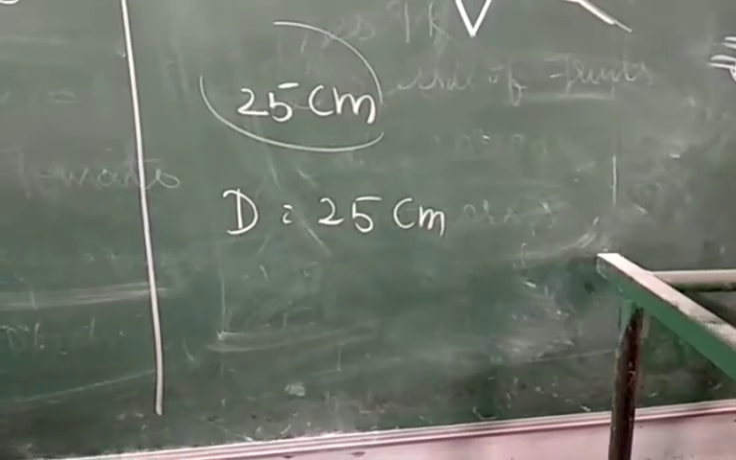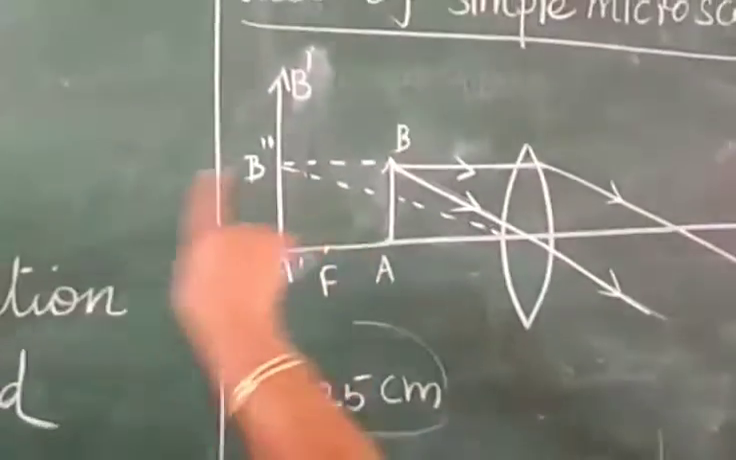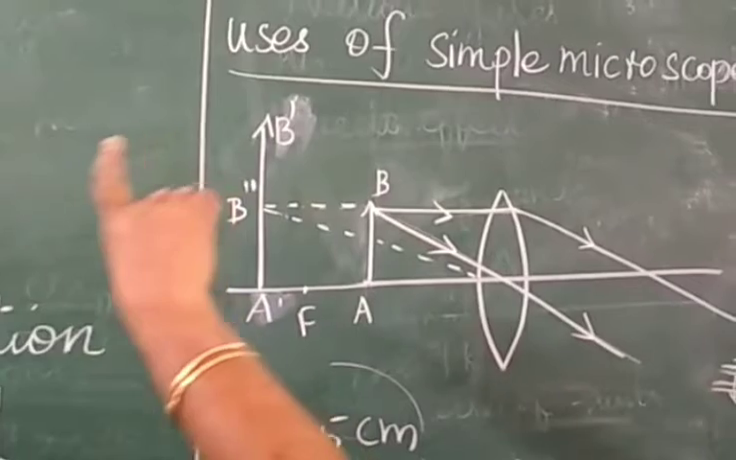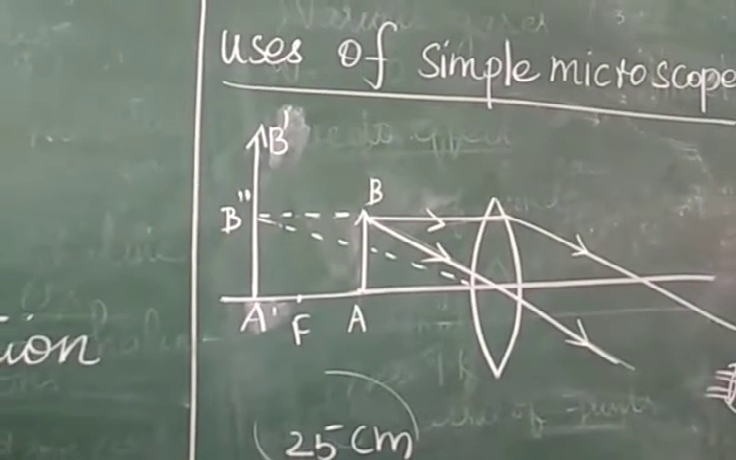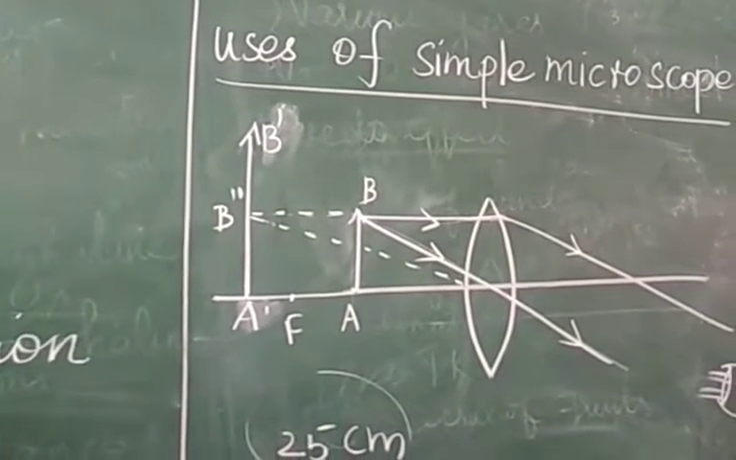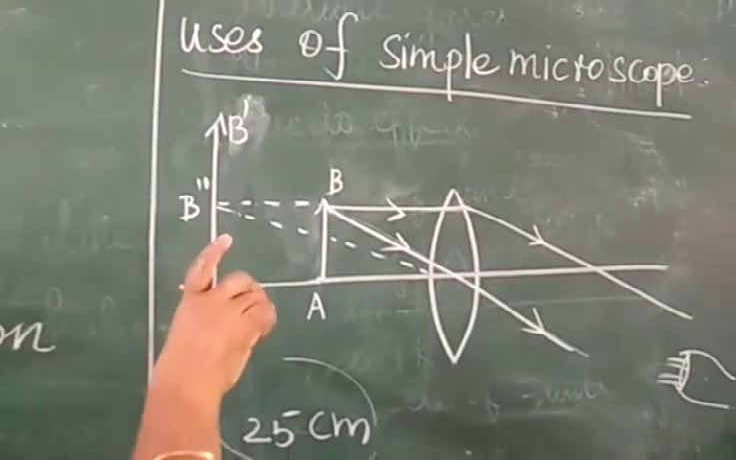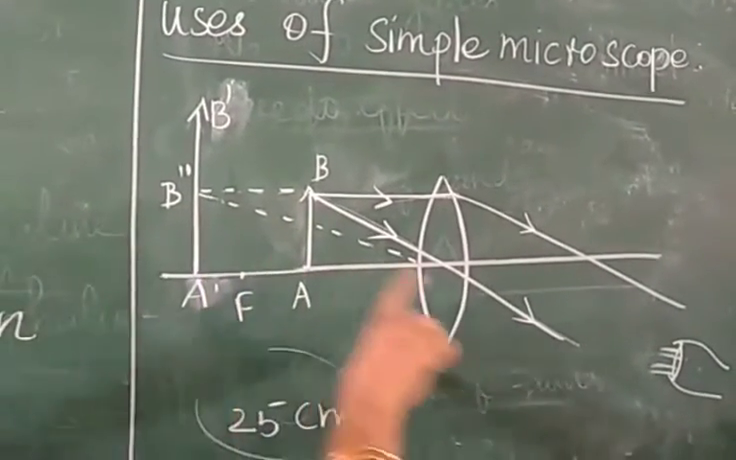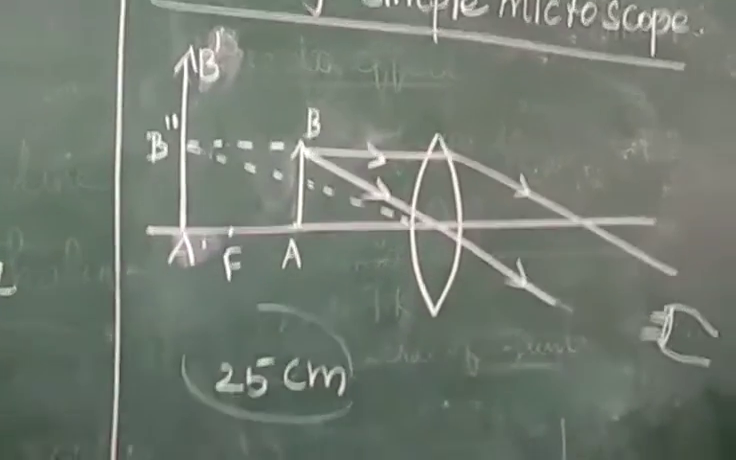So AB is the object, A dash B dash is the image. We get an inverted, erect and enlarged image. So very important, 5 mark question. You take a practice to draw the diagram of the simple microscope also.